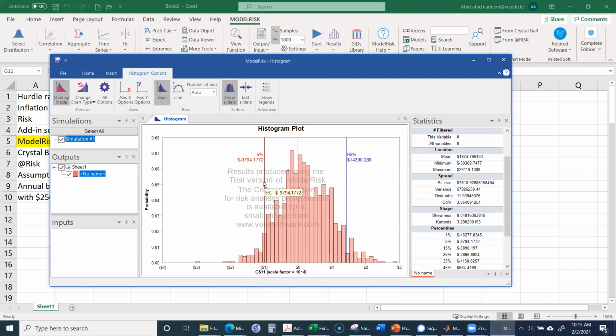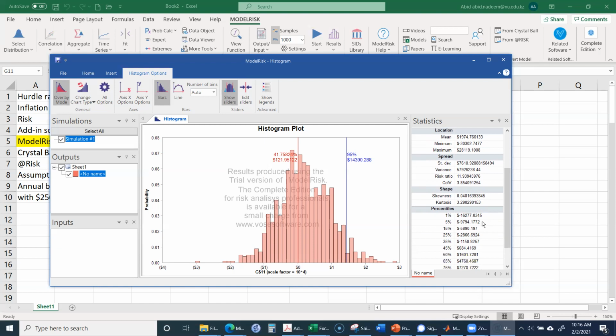Also from this histogram chart, you can see that on the x-axis the net present values are shown as a power of 10 to the power 4. Here it is showing the negative values up to 0 net present value. If I move this slider over here and read the percentage, it shows 41%. What does it mean? It means there is about a 41% chance that the net present value for this investment will be negative, which we can also see from the percentile columns.